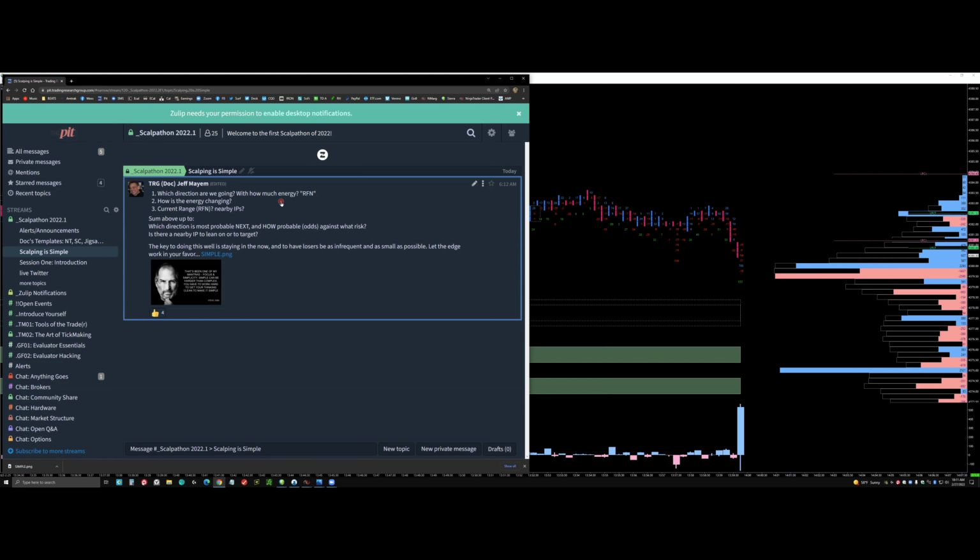Are we going one way or the other? If so, with how much energy? And you're right now, not an hour ago, not 5 minutes ago, right now. This is critical. And then ask yourself, how is that energy changing? And is the current range, or is there any inflection point, whether it's a big delta or it's the edge of the LRC or it's the edge of the session? Is there anything nearby that's important?